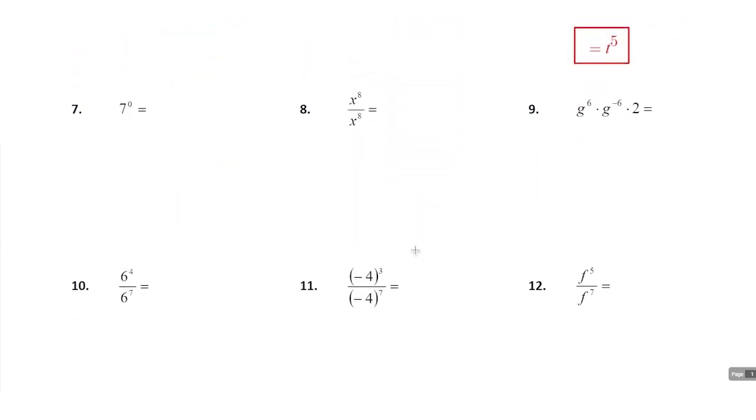For number 7, we've got 7 to the 0th power. Anything to the 0th power is 1. So this is just going to equal 1. Number 8. We've got x to the 8 over x to the 8. X to the 8 minus 8 is going to be x to the 0, which, just like the previous problem, is going to equal 1.